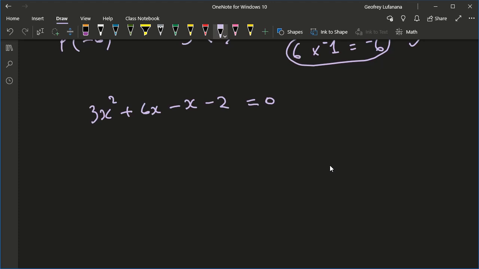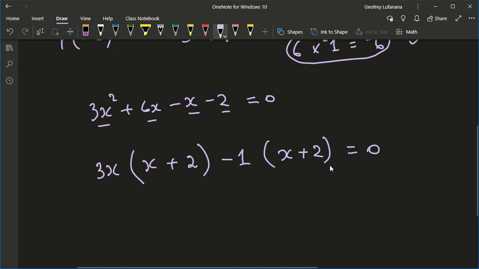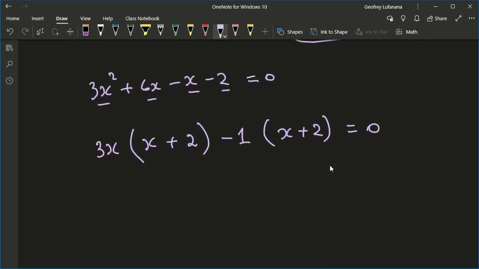The common factor for 3x squared and 6x is 3x. If I factorize out 3x, I am left with x plus 2, meaning that if I expanded this, I would get back my 3x squared plus 6x. And then for -x and -2, I factorize out a -1 so that I have x plus 2 equals 0. Now when factorizing a quadratic, you have to end up with the same expression in the bracket.